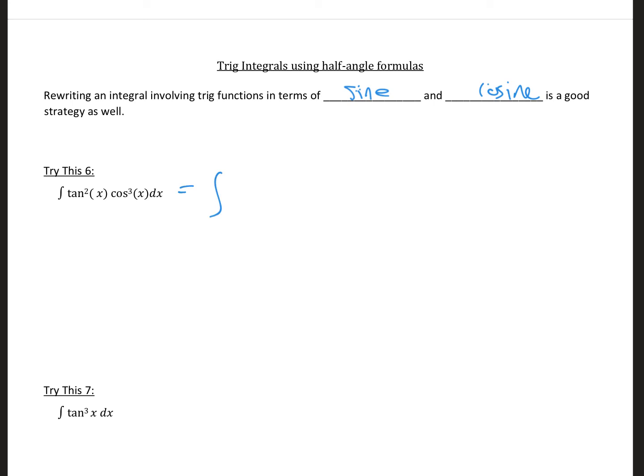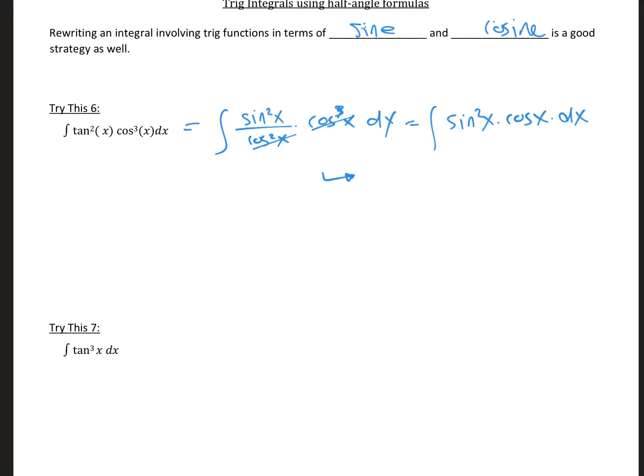I'm using the fact that tangent is sine over cosine. So I can say sine squared over cosine squared, cosine cubed dx, like this. And well, there's a cosine squared and a cosine, so they cancel out. So it's sine squared times cosine x dx. And then I can go from there. Right, so sometimes it kind of works out if I convert everything to sine and cosine. So I'm going to have you pause and work on 6 and try this 7, and then we'll meet back after that.